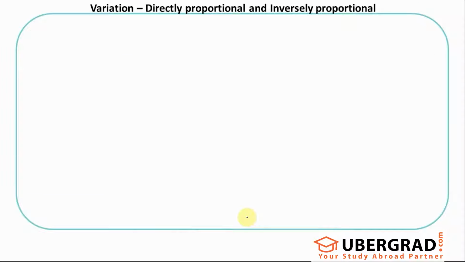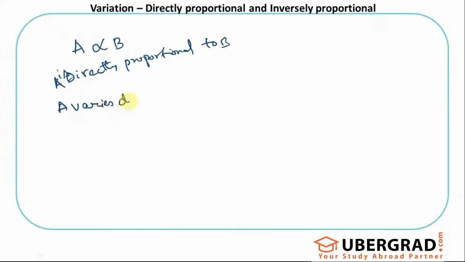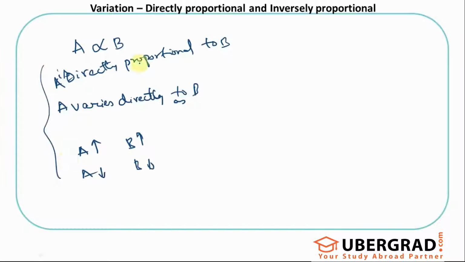In variation, you'll hear the terms directly proportional and inversely proportional. A is directly proportional to B, or A varies directly as B. These are the words you see. That means if A increases, B will increase. If A decreases, B will decrease. That's what this property means.